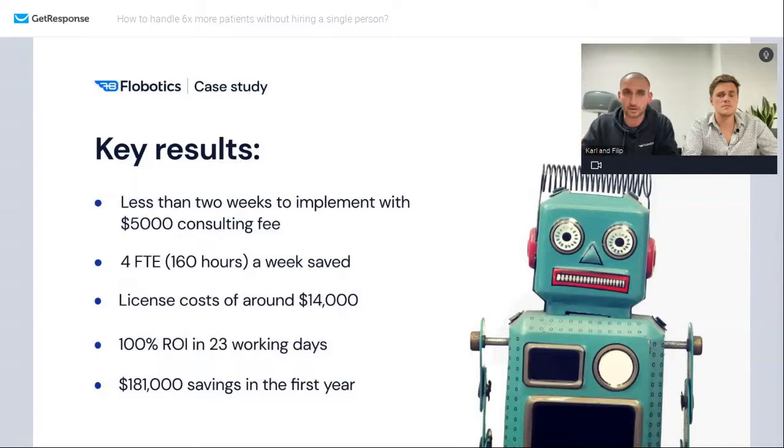So it was a $5,000 consulting fee. License cost for the year, since they went with UiPath, was right around $14,000. And they saw a complete return on investment in 23 working days. That's crazy. 23 working days, giving them a total savings of $181,000 a year. And also remembering, this is the first robot we've done. We have 3-4 more in the pipeline. If you just think that's only the beginning, it's mind-blowing.